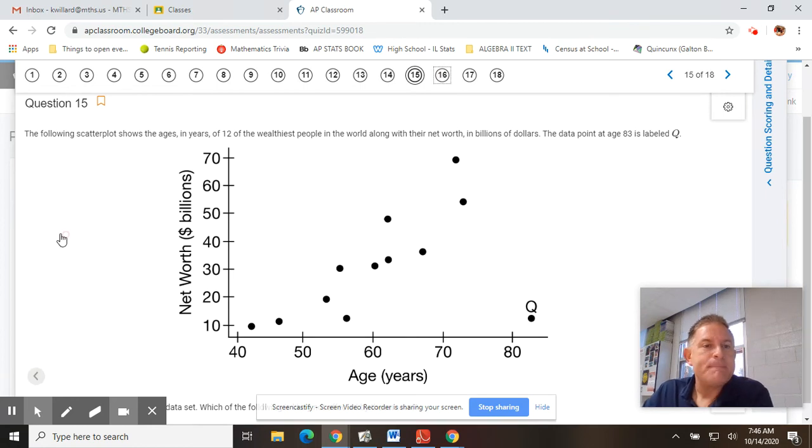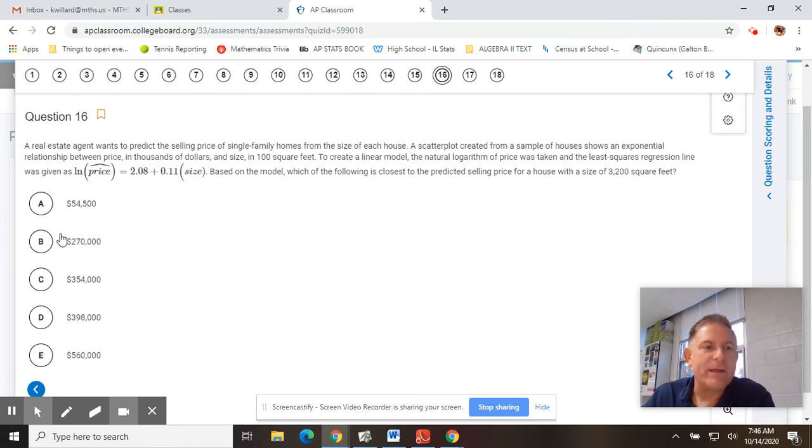Let's see, 16. Real estate. Okay, this one was hard because we haven't really talked about logs and square roots and squaring and all that kind of stuff very much. Just for a minute one day we did.